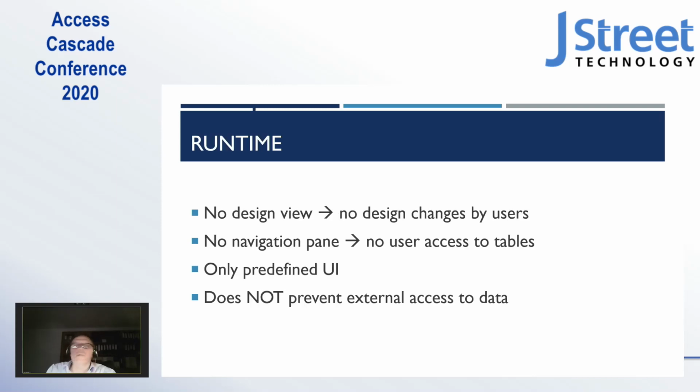The next thing you could do is use the runtime version of Access. There are no design views in the runtime, so the users can't make design changes. There is no navigation pane, so the users don't have access to all the database objects. And there is only your predefined UI for them. However, the runtime doesn't prevent any external access to the data. So your data isn't secure in the runtime, and the user can still copy all the files over and open it up with the full version of Access, of course. So the runtime may be a secure method, for example, in a terminal server environment.